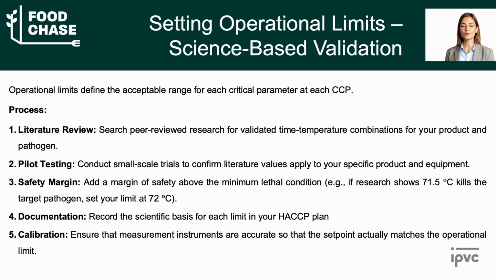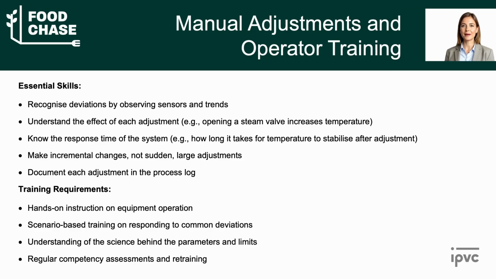You might also have a research minimum, say 15 seconds, to account for the time it takes for the whole batch to reach thermal equilibrium in your equipment. You then document this reasoning in your HACCP plan. You also validate that your measurement instruments, thermometers, gauges, timers, are accurate enough to reliably achieve the operational limit. If your thermometer has an uncertainty of plus or minus 2 degrees, setting a limit at 72 degrees is meaningless because you cannot be sure the product actually reached that temperature. So calibration is essential.